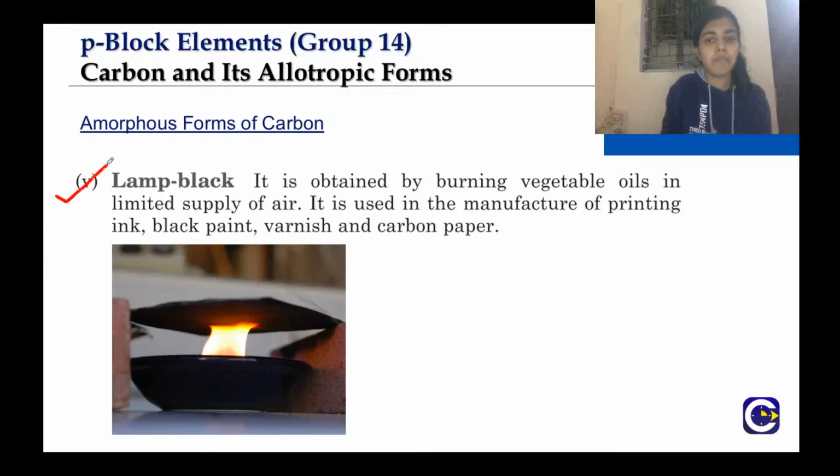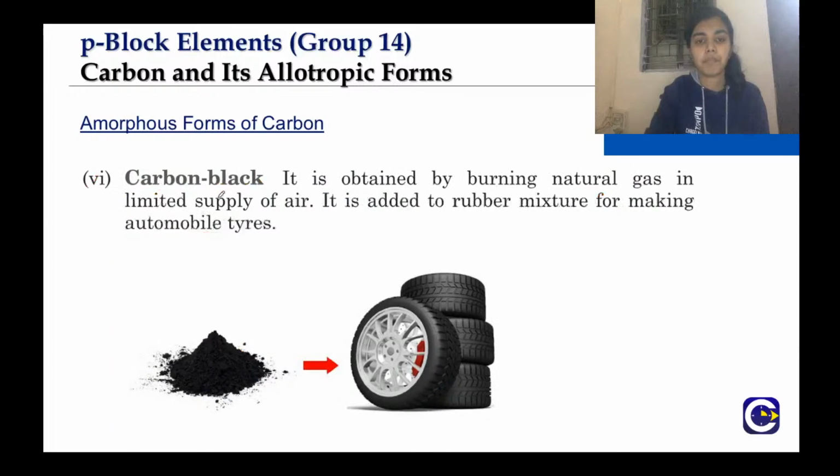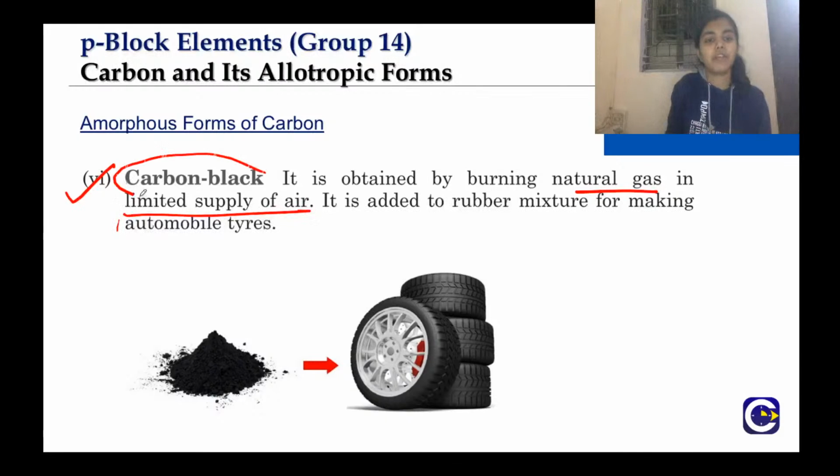Now, next is lamp black. When you burn vegetable oils in a limited supply of air, the product that you get is what? Lamp black, right? It is used in carbon paper, black paint, and printing ink. These contain lamp black. Now, next is carbon black. When you heat natural gas in a limited supply of air, the product that you get is carbon black. It is added to the rubber mixture for making automobile tires. So the tires in your automobiles basically contain carbon black.